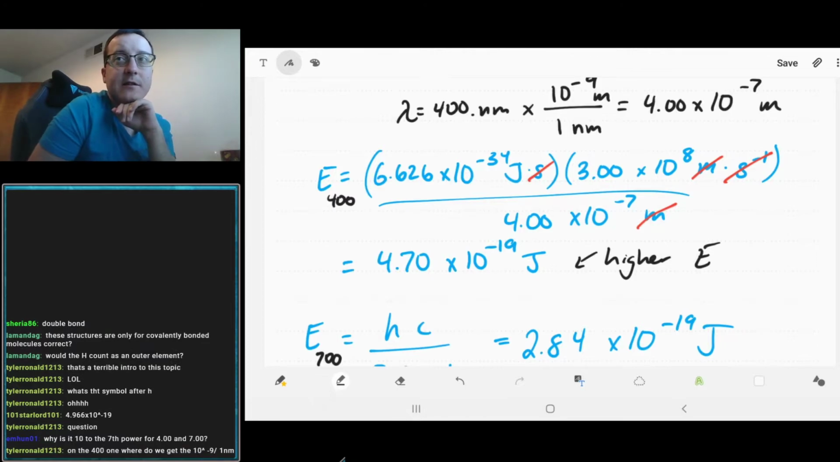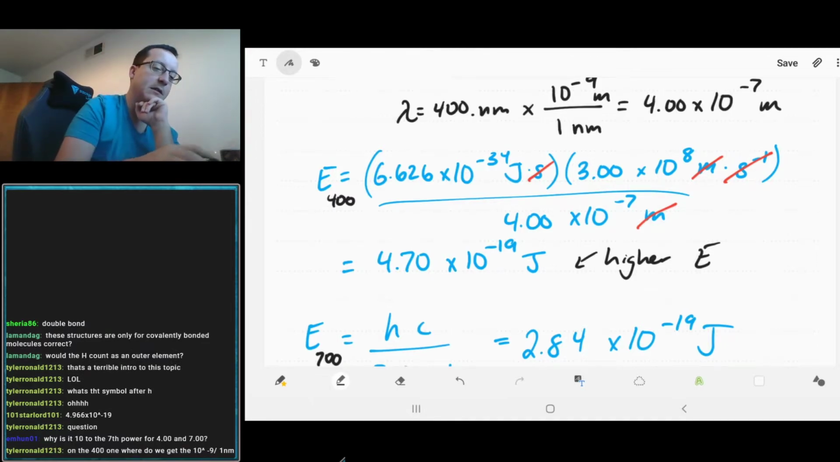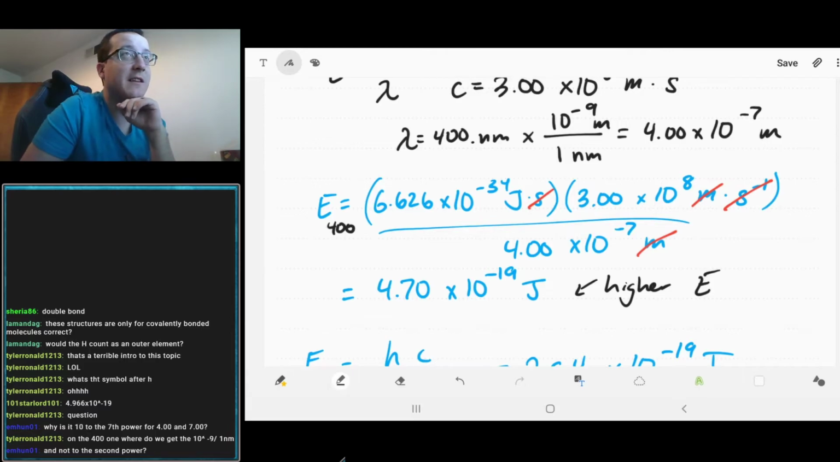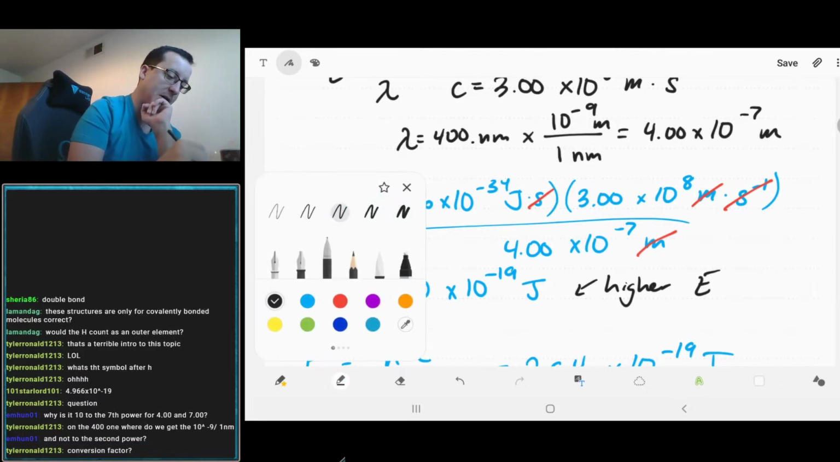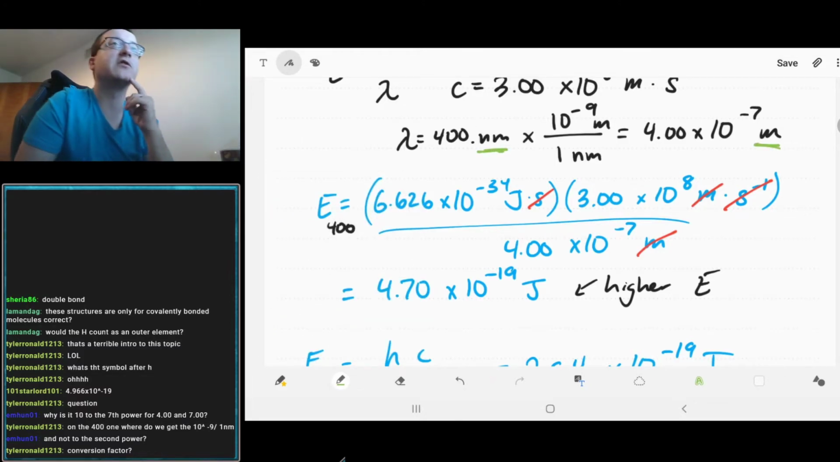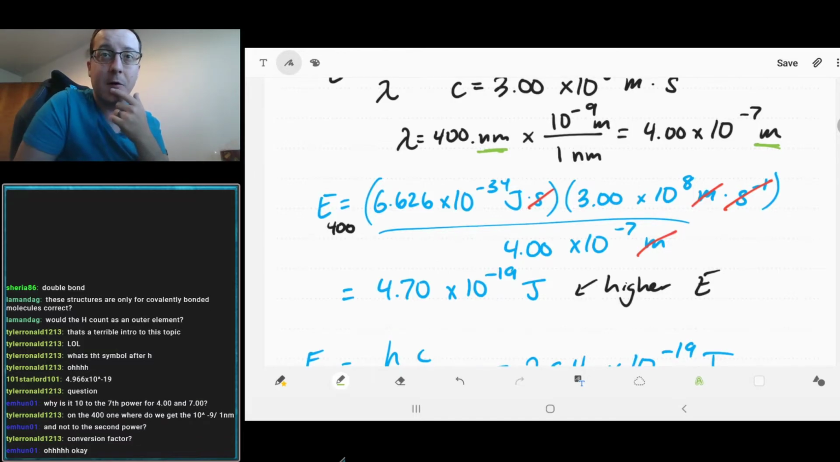Because they're in meters instead of nanometers. So it would be 4.00 times 10 to the second nanometers, but I have changed it from nanometers to meters. We have changed our units. So the conversion factor is 10 to the minus 9 for nano, right? Yeah. Okay, so Tyler's question is on the 400 one.